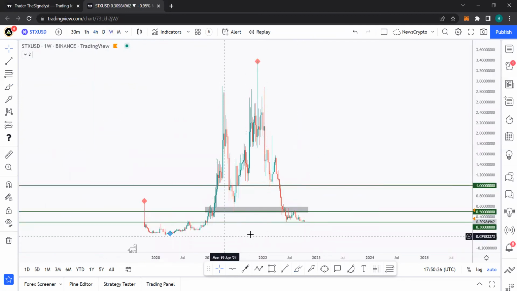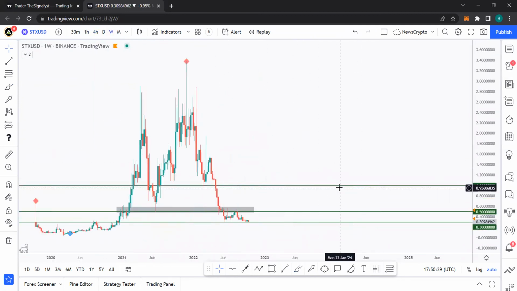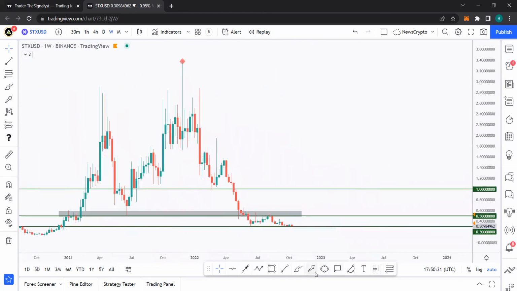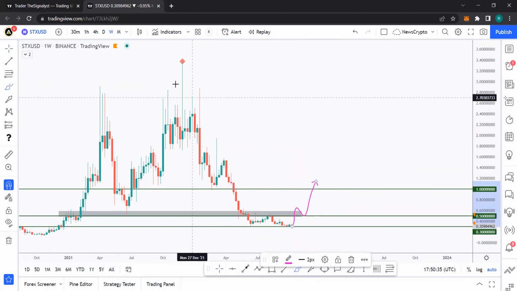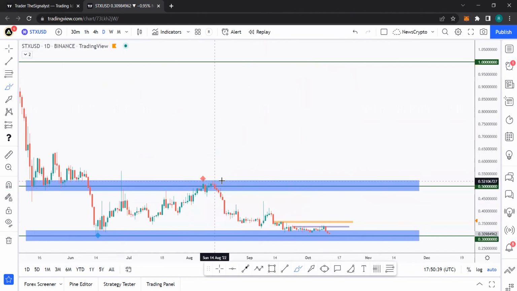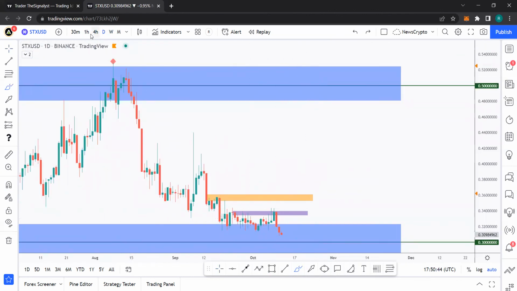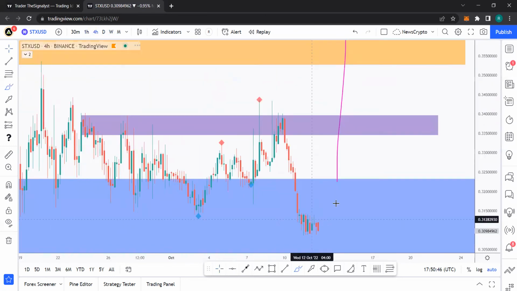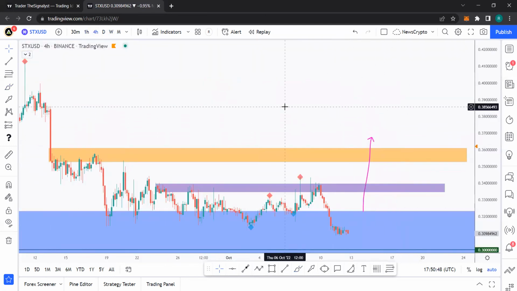Weekly time frame, already around the strong support 0.3, that's our resistance 0.5. For the bulls to take over from a long-term perspective, we need to see this break. From a short-term perspective, we need to see a break above this one right here, which didn't happen yet.